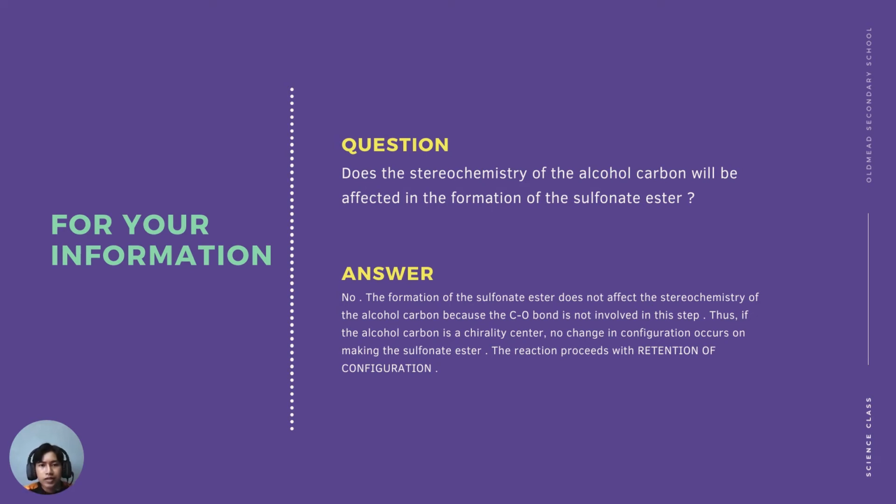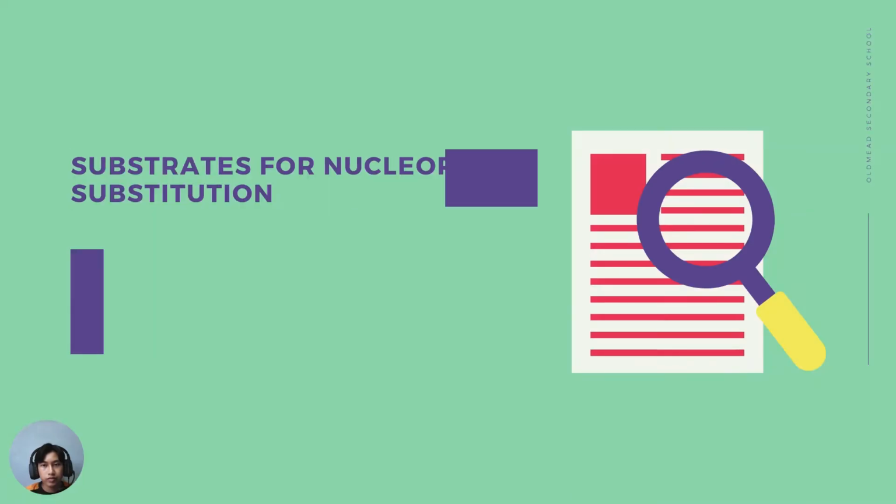Will the stereochemistry of the alcohol carbon be affected in the formation of the sulfonate ester? The answer is no. The formation of the sulfonate ester does not affect the stereochemistry of the alcohol carbon because the C-O bond is not involved in this step. Thus, if the alcohol carbon is a chirality center, no change in configuration occurs on making the sulfonate ester. The reaction proceeds with retention of configuration.